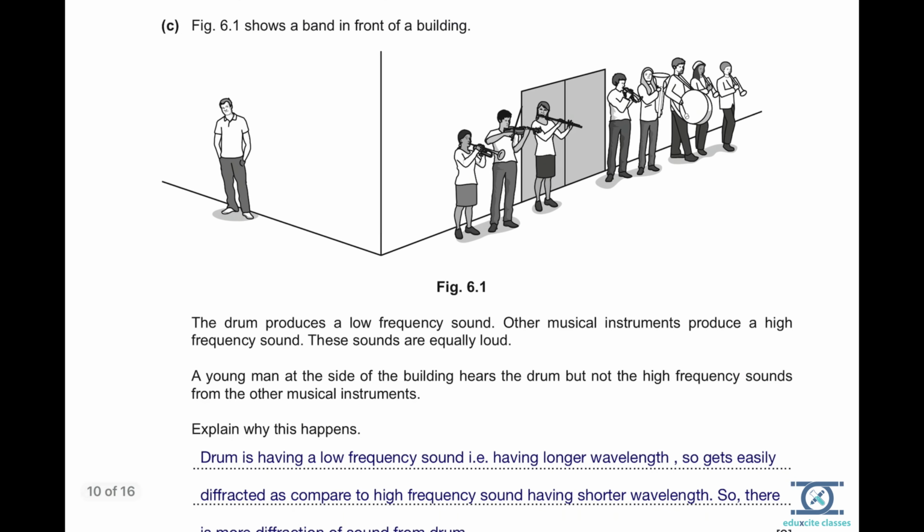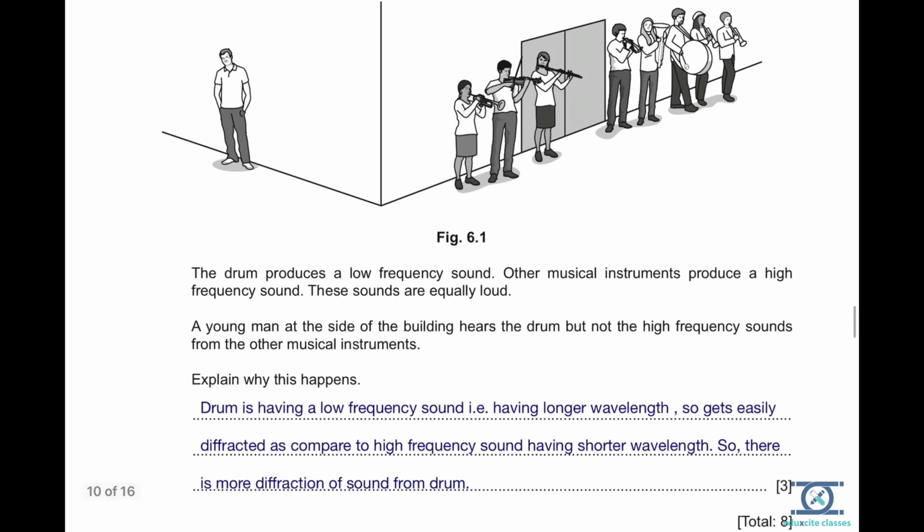This figure 6.1 shows a band in front of a building. The drum produces a low frequency sound. Other musical instruments produce a high frequency sound. And you can see there are different types of instruments being played. The drum has a low frequency sound. All the other instruments have high frequency sound. A young man at the side of the building hears the drum but not the high frequency sound from the other musical instruments. Explain why this happens.